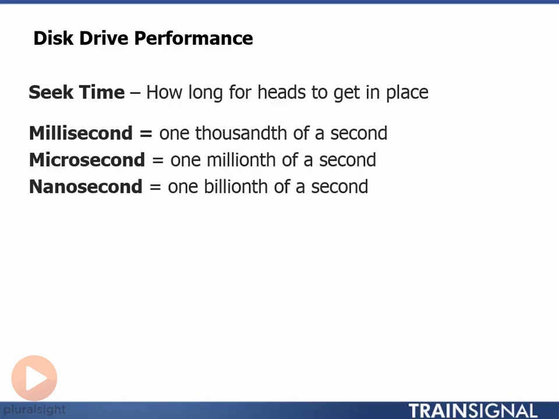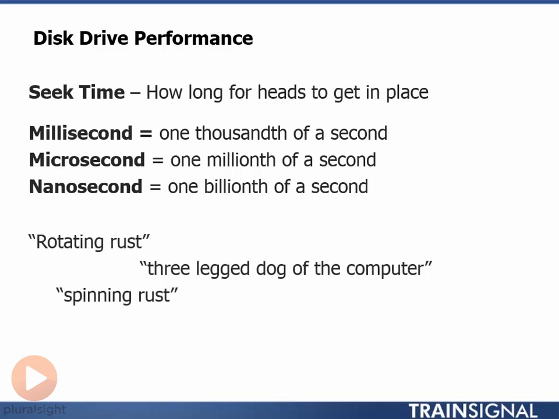So some computing operations are measured in billionths of a second, some in millionths of a second, and when the disk drive is involved, sadly, some are measured in thousandths of a second. Remember when we mentioned earlier that the disk drive was by far and away the slowest component in most computer systems. I guess we can see why people often refer to them using terms such as spinning rust, rotating rust, and the 3-legged dog of the computer.